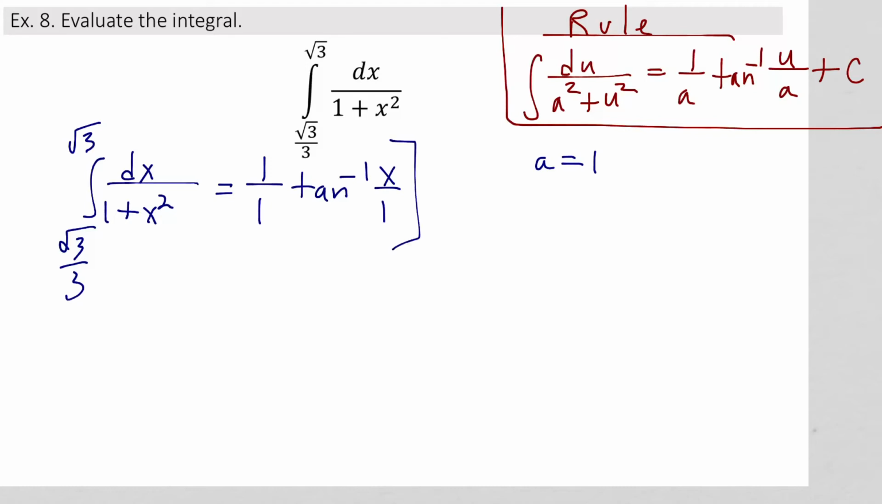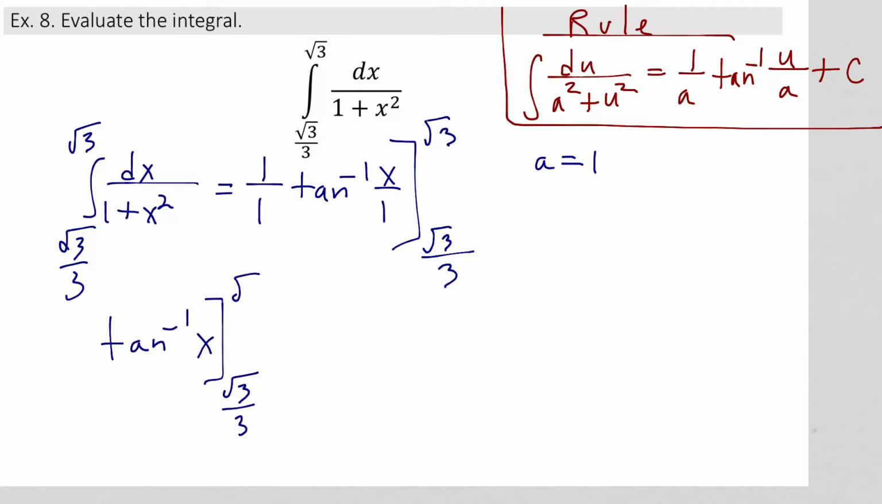We don't need to write the c when we're evaluating the definite integral, because they'll cancel out when we do the subtraction. All right, so that's just the inverse tangent of x evaluated between root 3 over 3 and root 3. All right, so now subbing in, I've got the inverse tangent of radical 3 minus the inverse tangent of radical 3 over 3.